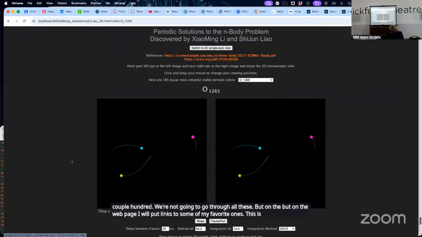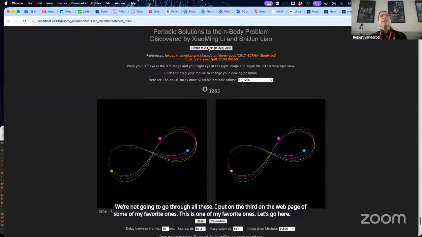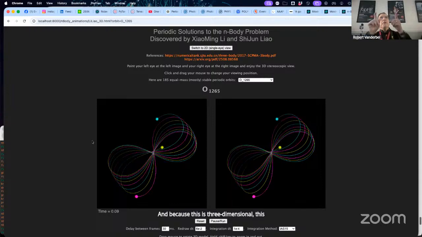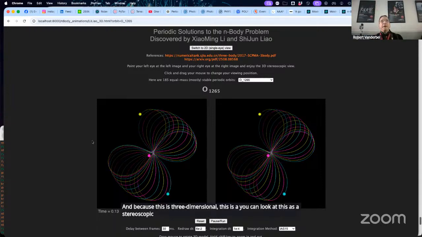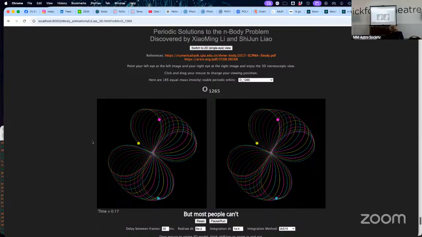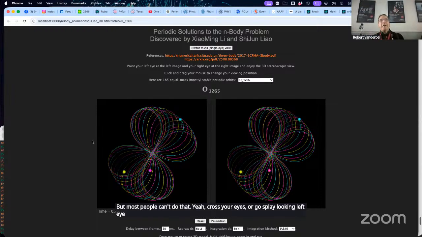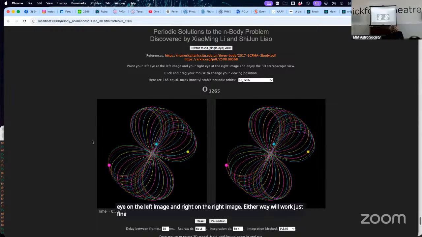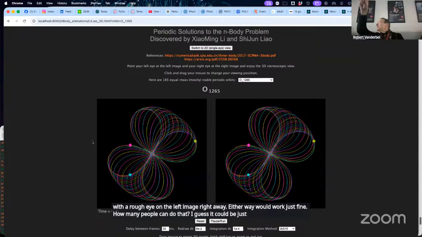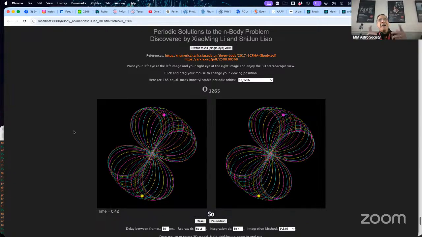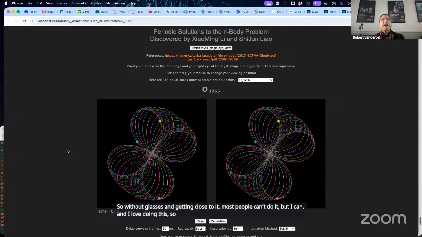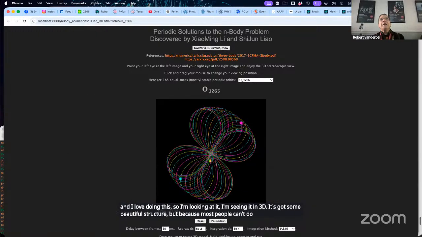This is one of my favorite ones. Because this is three-dimensional, you can look at this in stereoscopic view and see it in 3D, but most people can't do that. Cross your eyes, or go splay looking, left eye on the left image and right eye on the right image. Either way, it will work just fine. How many people can do that? I'm guessing maybe just me and one other person? Okay, 2 other people? So without glasses and getting close to it, most people can't do it, but I can, and I love doing this. So I'm looking at it, I'm seeing it in 3D. It's got some beautiful structure, but because most people can't do it, I did make this version.